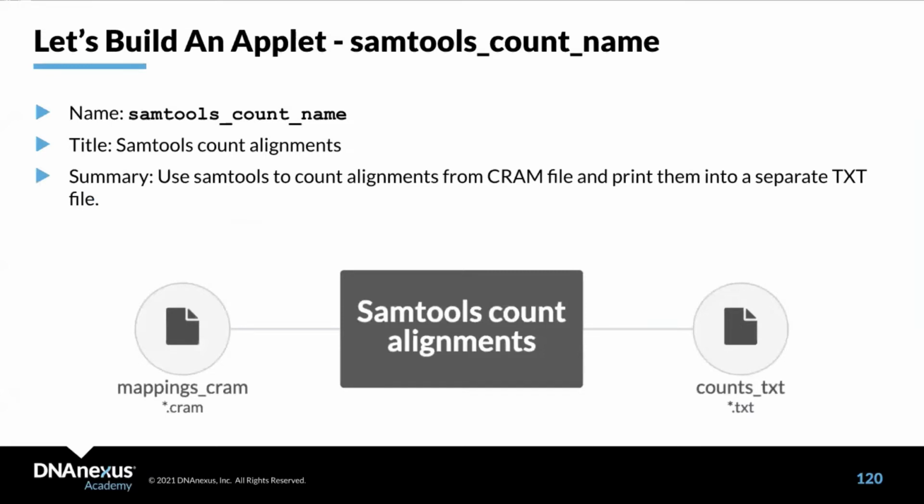And this is our applet that I've already mentioned a few times, but here it's in more detail. This is actually what we will be providing to the dx-app-wizard. There is a name, meaning not a nice name. For a nice name, we have a title, which is samtools count alignment. And then we also have a summary, to help your users or your future self, I don't know, after half a year, understand what this code is actually doing.